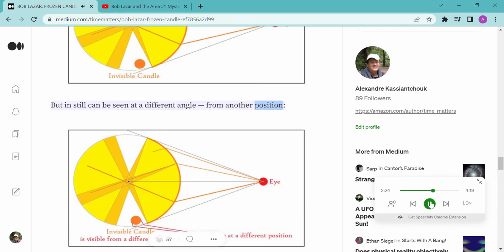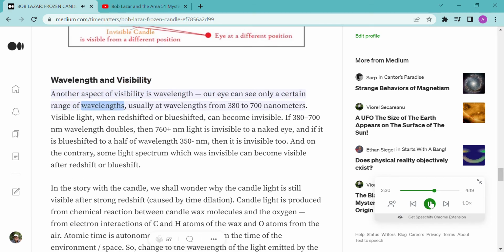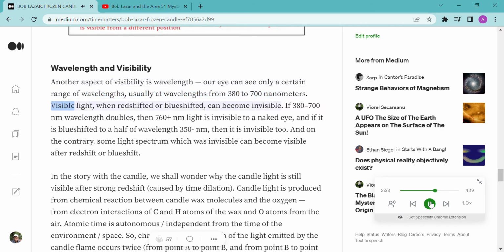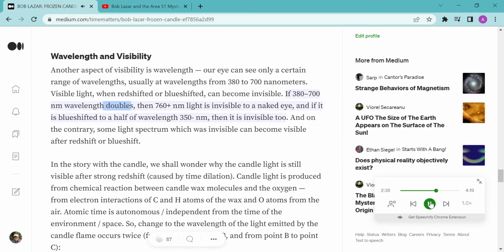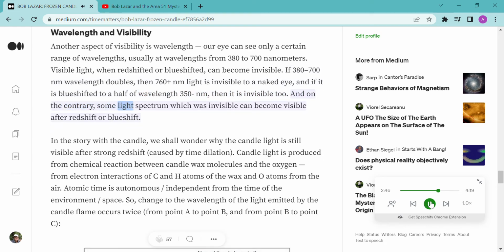Wavelength and visibility. Another aspect of visibility is wavelength. Our eye can see only a certain range of wavelengths, usually from 380 to 700 nanometers. Visible light, when redshifted or blueshifted, can become invisible. If the 380 to 700 nanometer wavelength doubles, then 760 plus nm light is invisible to the naked eye, and if it is blueshifted to half the wavelength, 350 nm, then it is invisible too. And on the contrary, some light spectrum which was invisible can become visible after redshift or blueshift.